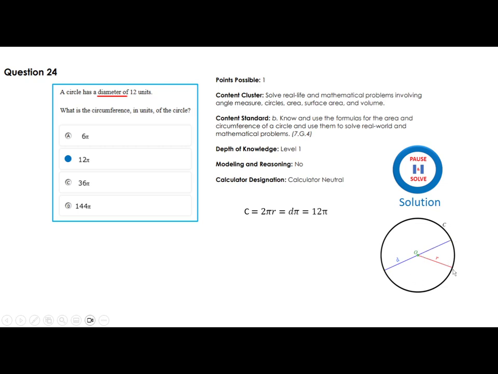That's a radius. The circumference is 2 pi r. So if you have the radius, you multiply it by 2 pi, you get the circumference. Here he is giving me the diameter, so that's the 2r is the diameter. So that would be 12 pi. This is simple.